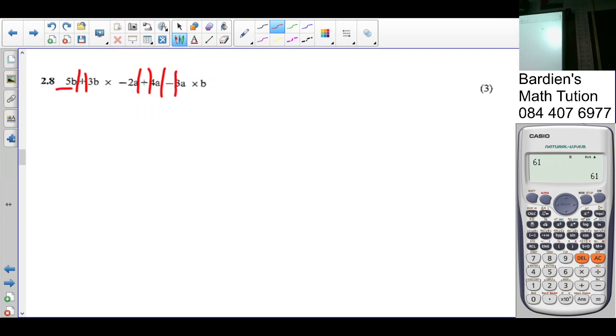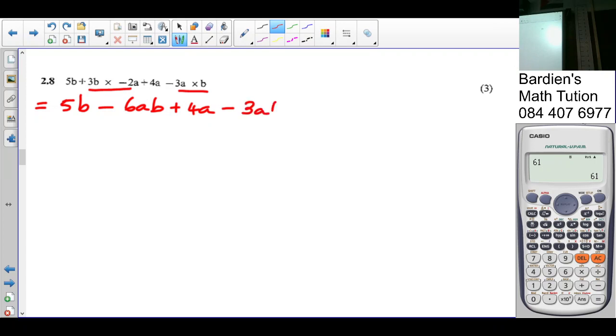So it's 1, 2, 3, 4 terms. 4 terms is also known as what? Polynomial. Okay. So we need to simplify terms first. So you're going to have 5b. What is 3b times negative 2a? Negative 6ab plus 4a. What's minus 3a times b? It's negative 3ab. So what do I do now?